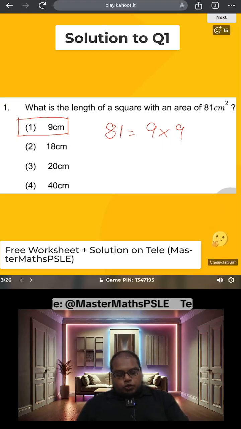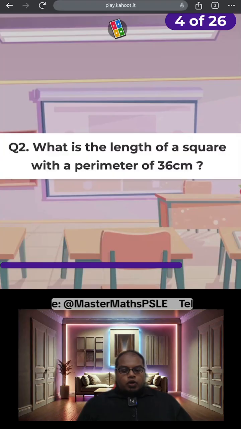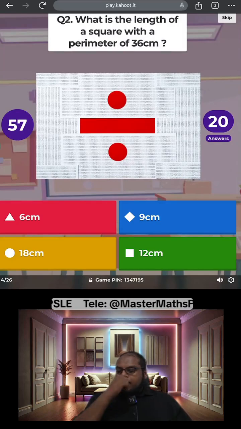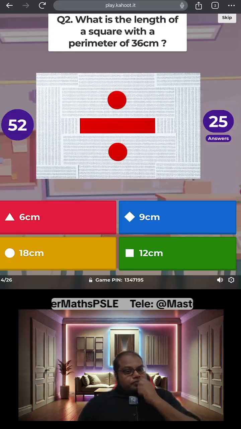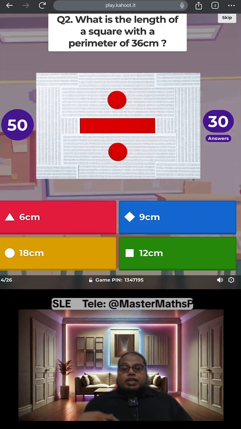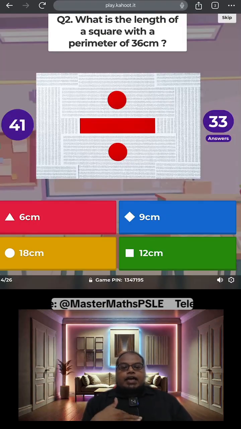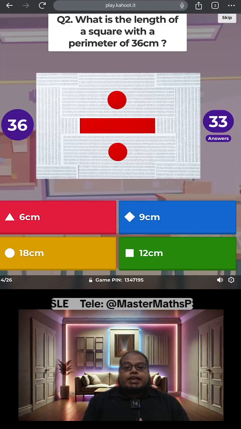Okay, now let's go to the next question. Question 2. What is the length of a square with perimeter of 36 cm? So just now was given an area. Now you are given a perimeter. So you need to find a length of that square given the perimeter is 36 cm.